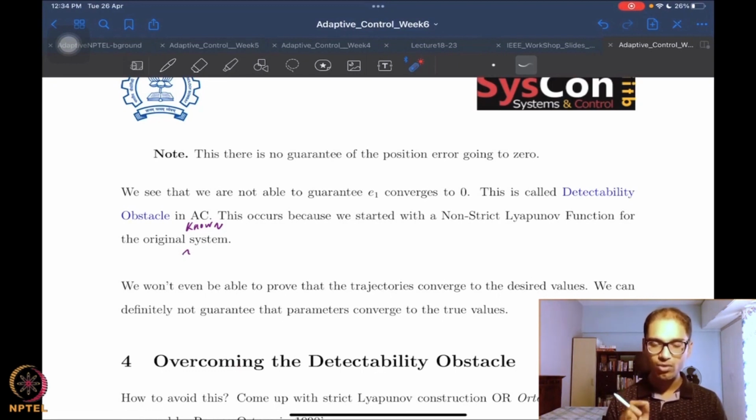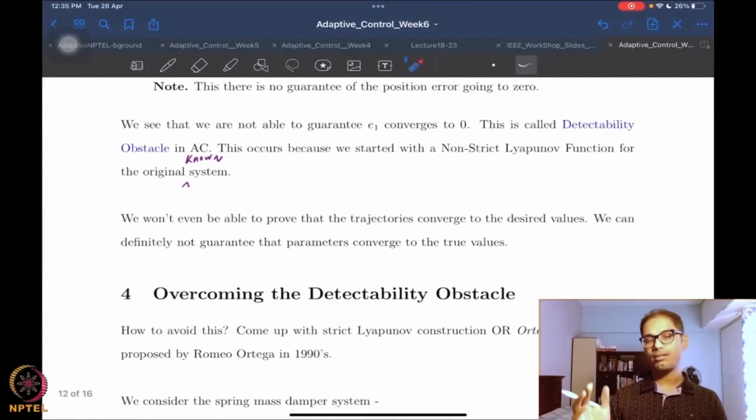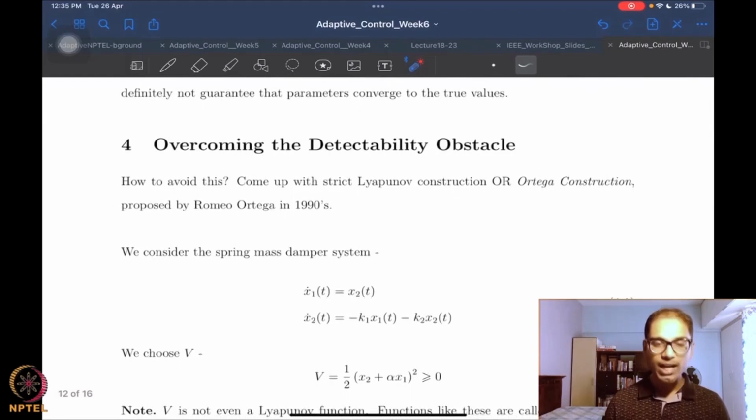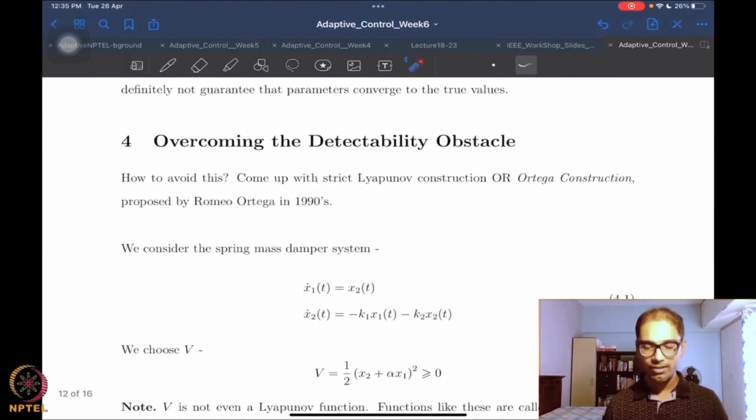Why does it happen? We know that too. It happens exactly because I chose a non-strict Lyapunov function for the original known system. So how do we fix it? Choose a strict Lyapunov function, obviously. All right, great. One of the other alternate solutions was proposed by Romeo Ortega in the 90s.